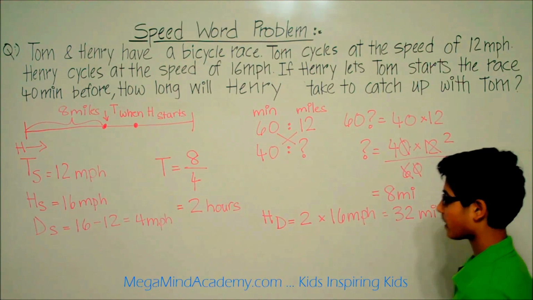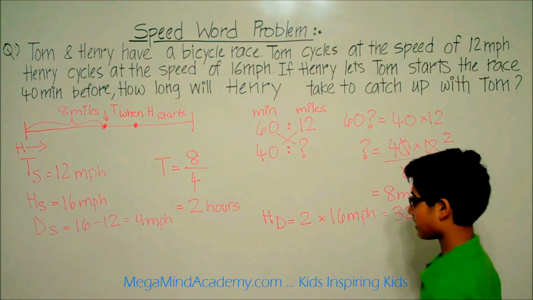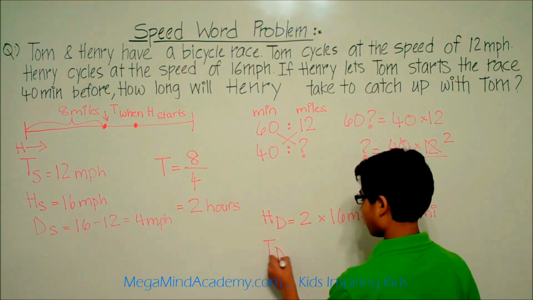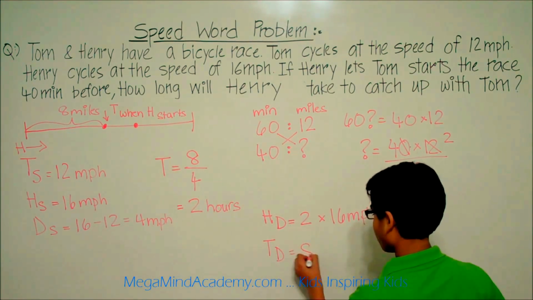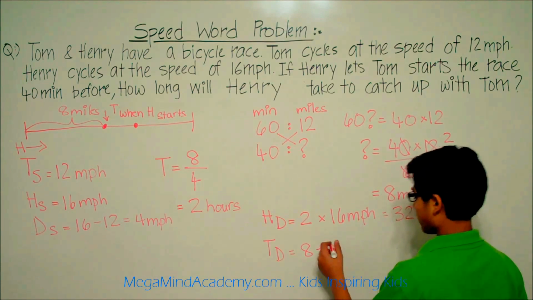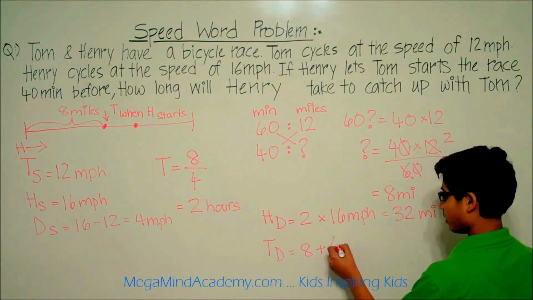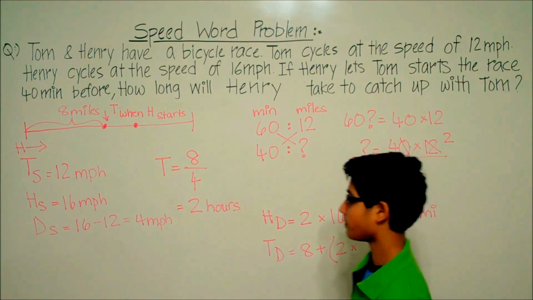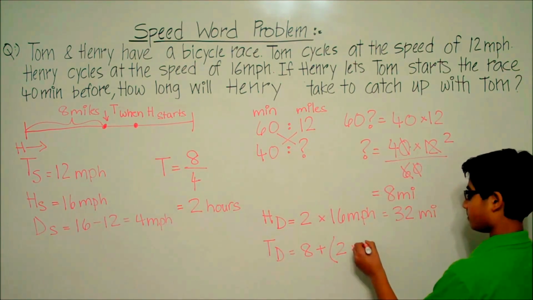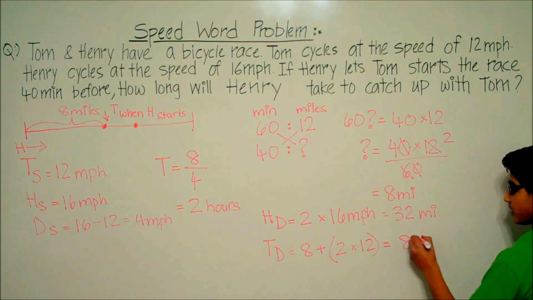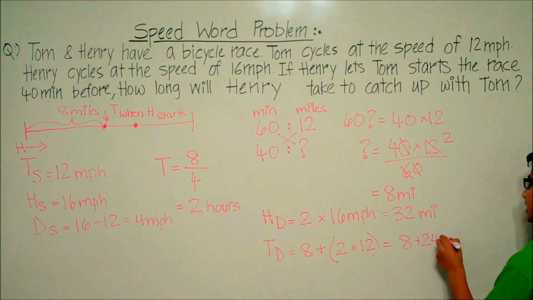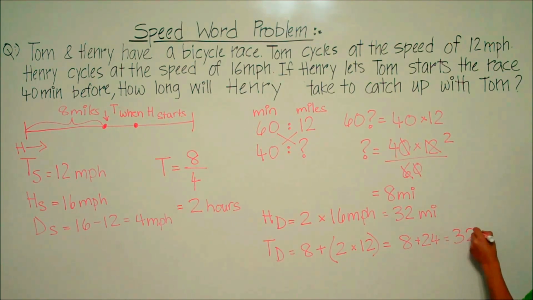Now let's verify if Tom travels the same distance. So Tom's distance is equal to the 8 miles head start plus the time taken after that, which is 2 hours, times his speed, which is 12 miles per hour. This is equal to 8 plus 24, which is equal to 32 miles. So this means that Tom's distance is also 32 miles.